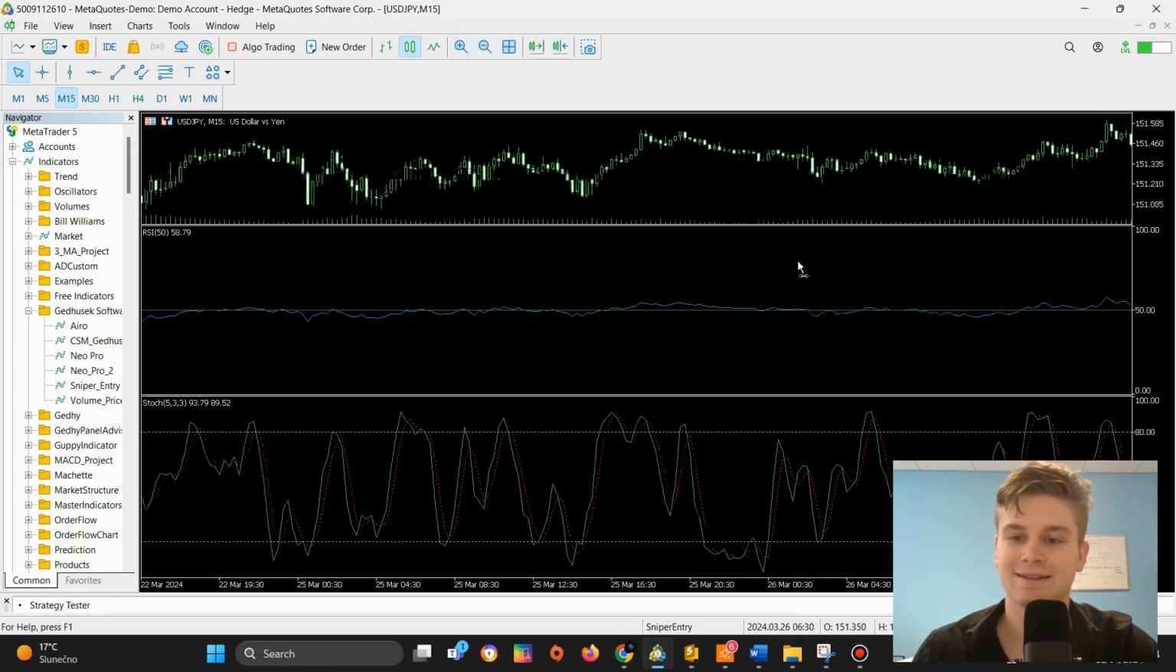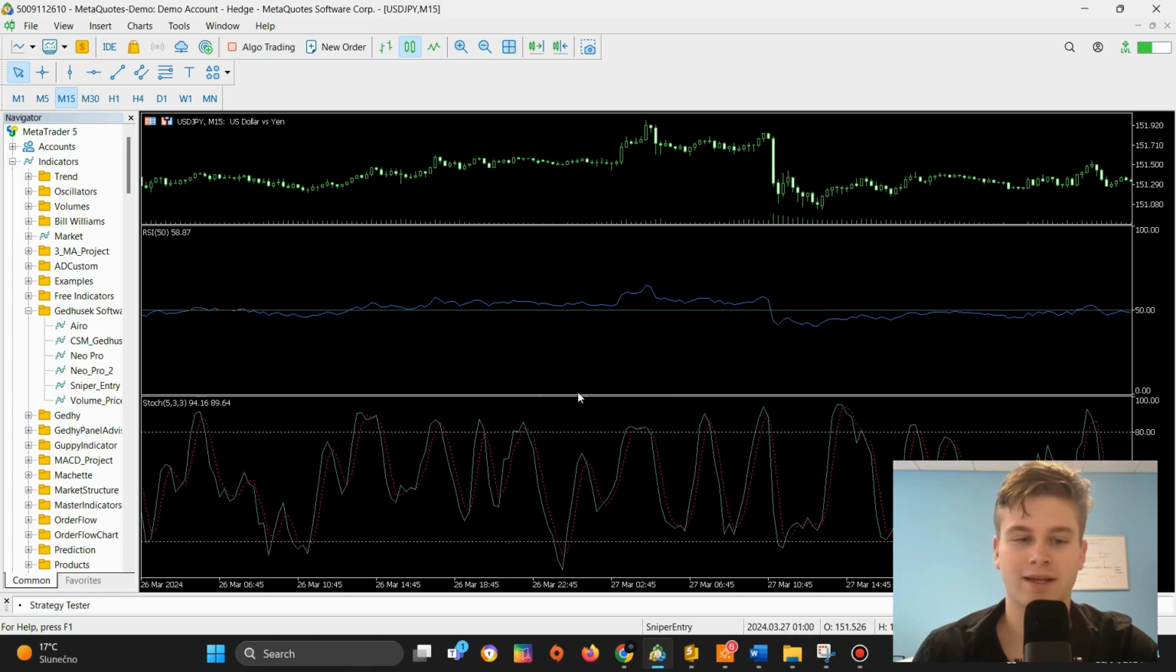And then I will look at the stochastic and wait for a crossover to happen. For example, for buy positions, I will look for something like this, which happens right here. The stochastic is below the level of 20, and then it goes above that level. When combined with an RSI that is above the level of 50, this yields a buy position.